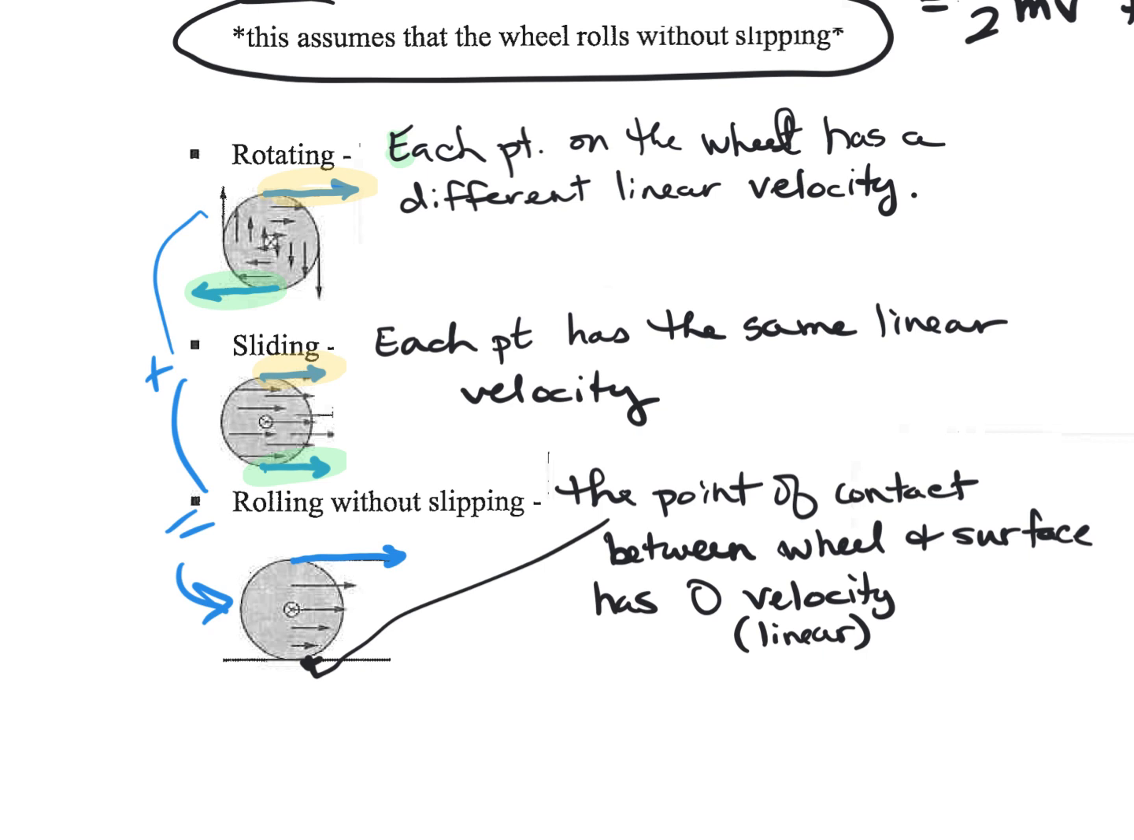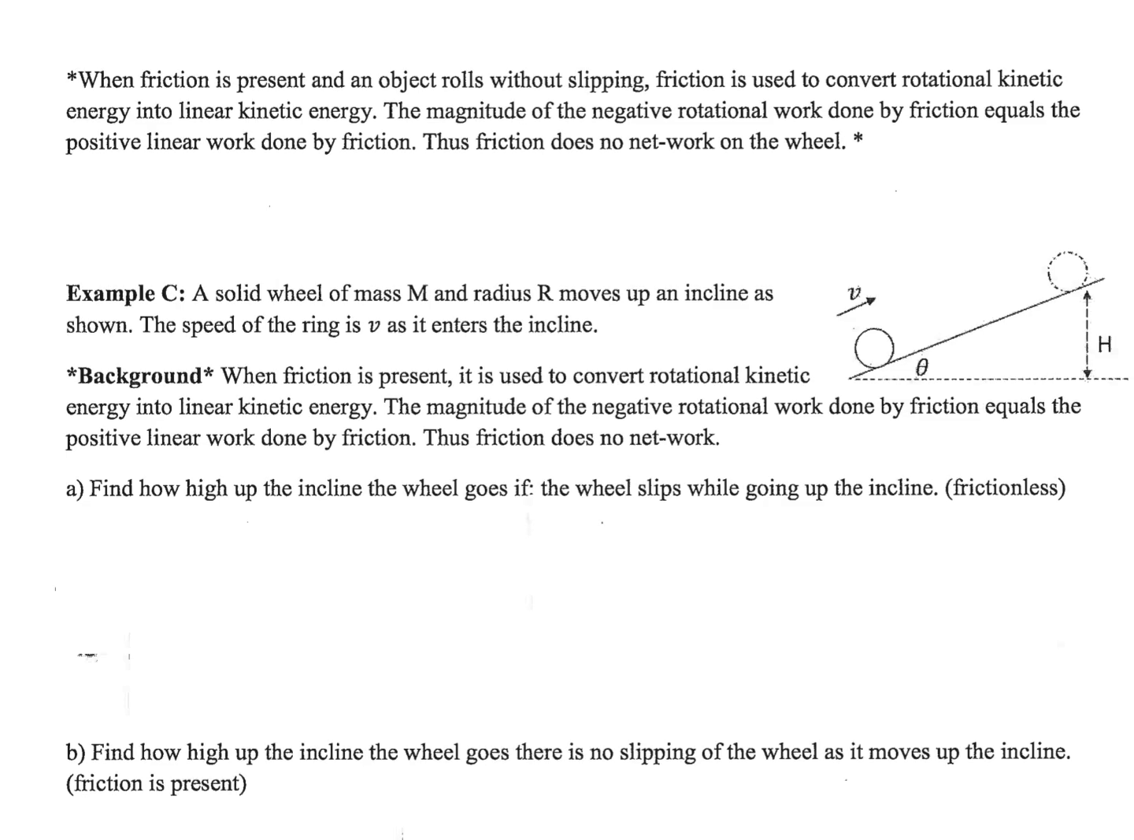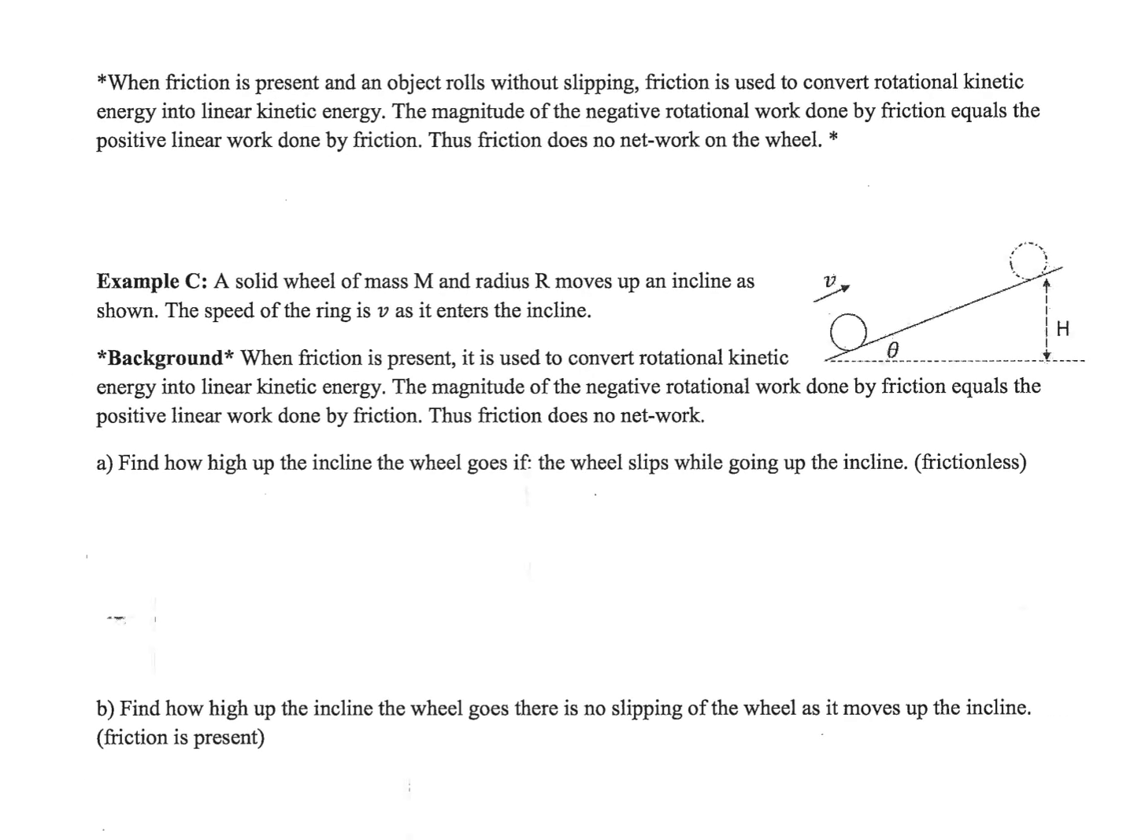Friction is what's used to convert rotational kinetic energy to linear kinetic energy. Make sense? Looking at this picture? It does now. Yup. The magnitude, and if you read this, it makes so much sense. The magnitude of the negative rotational work done by friction equals the positive linear work done by friction. That right there is a huge thing. Thus, friction does no net work on the wheel. Positive and negative cancel each other out.